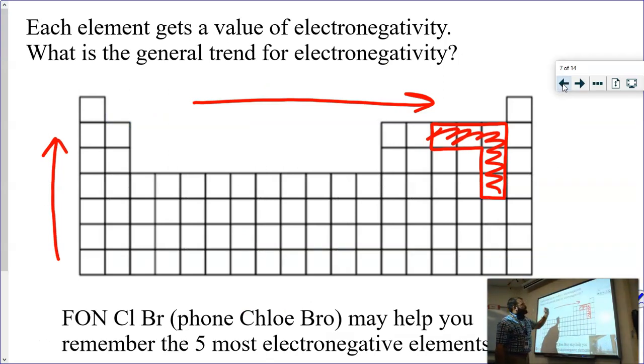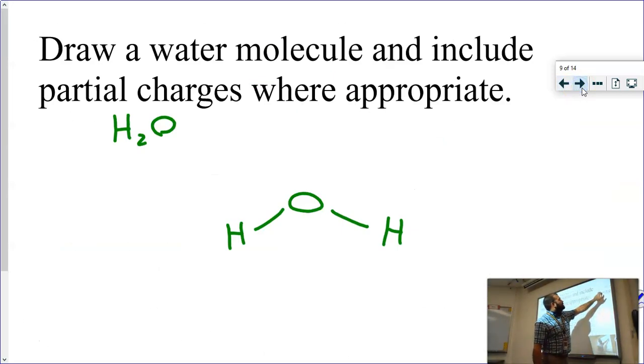As you go up and as you go to the right, electronegativity increases. The 5 most electronegative elements are the mnemonic "FON ClBr": fluorine, oxygen, nitrogen, chlorine, bromine. Oxygen is one of the 5 most electronegative elements on the periodic table. Hydrogen is not. So if I remembered my mnemonic there, I would be good to go. I would recognize oxygen as very electronegative, and I would recognize hydrogen as not one of those.